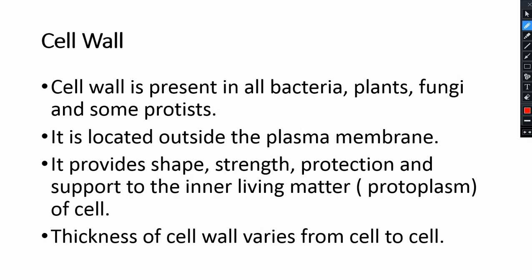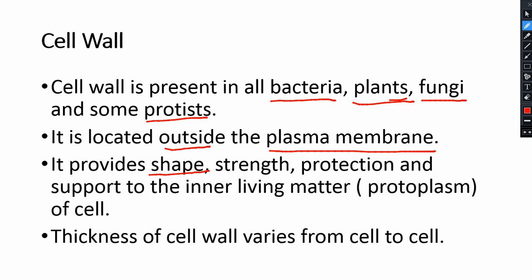So the cell wall is not only present in plants, which is the general concept, but it is also present in bacteria, fungi and protists. And where is the cell wall? It is outside the plasma membrane, which is also known as the cell membrane. What is the function of the cell wall? It provides shape. The shape of the cell that you are seeing is mainly due to the cell wall. The cell wall is the contributor in making the shape of a cell.